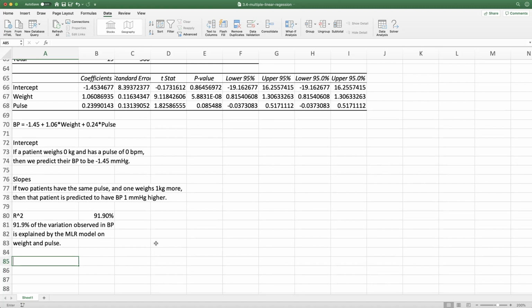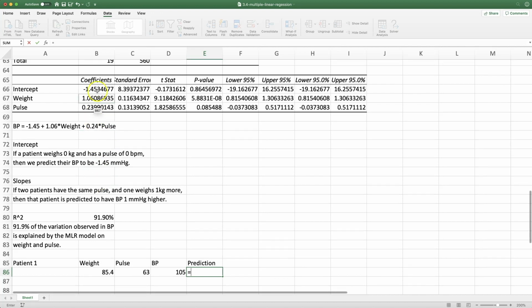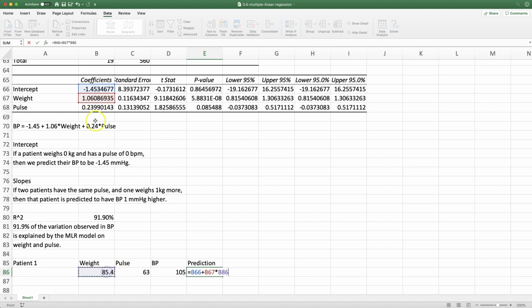For example, the first patient, patient 1, has a weight of 85.4 kilos and a pulse of 63 beats per minute. Their actual blood pressure is 105. Their prediction is computed using this multiple linear regression line. I can compute this by taking the intercept, negative 1.45, plus the slope for weight, B1, times the patient's weight. So slope times value. I add then the slope for pulse times the value for pulse.